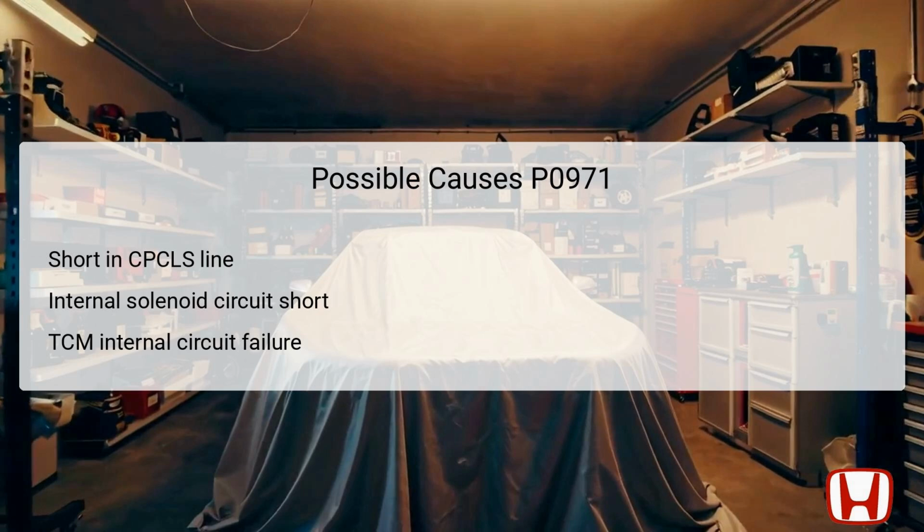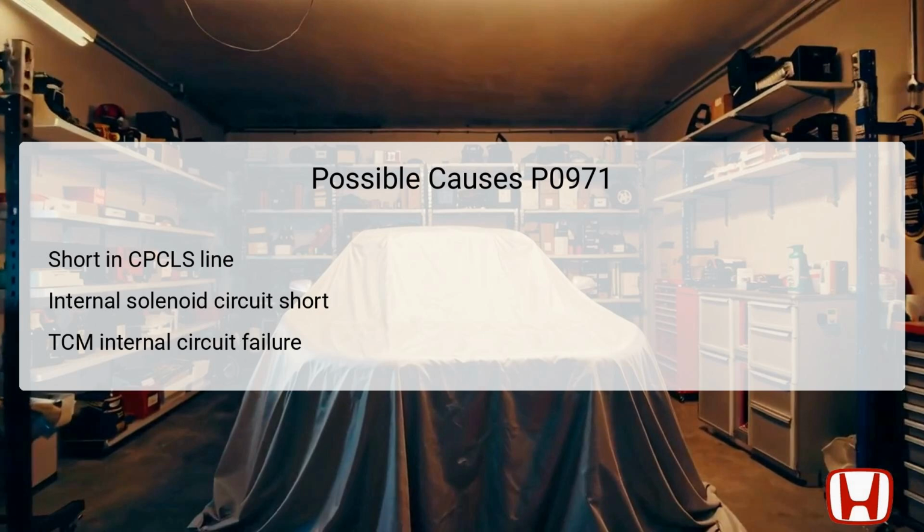One prominent cause is a short in the CVT clutch pressure control solenoid valve line, which can disrupt the smooth operation of the hydraulic pressure management system. An internal circuit short within the solenoid can also precipitate this error, resulting in an inconsistency between the commanded and measured currents. This malfunction not only affects the solenoid's operation, but can also lead to erratic transmission behavior.